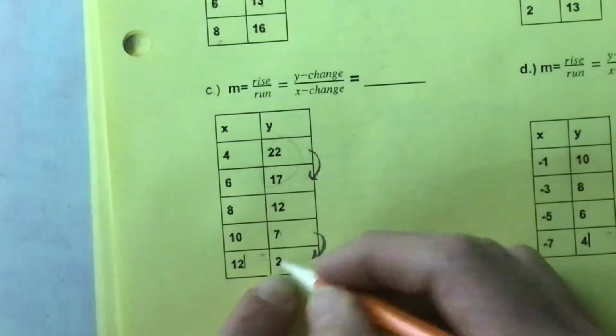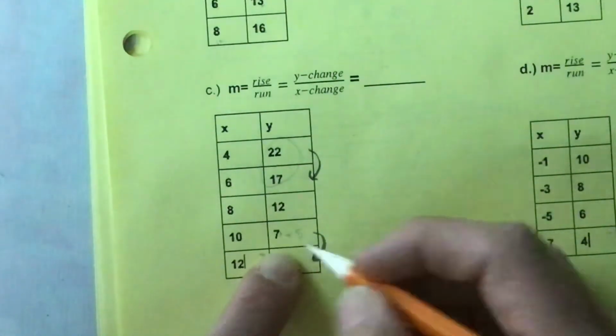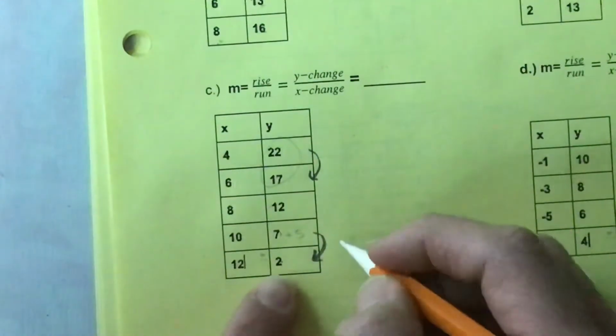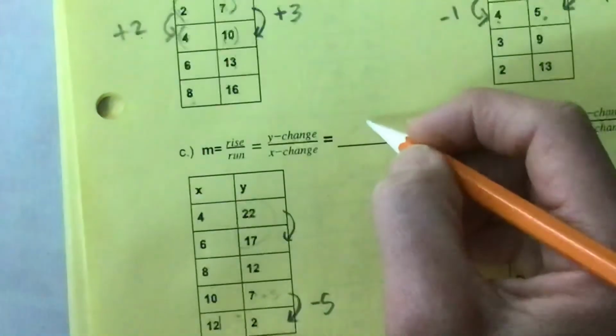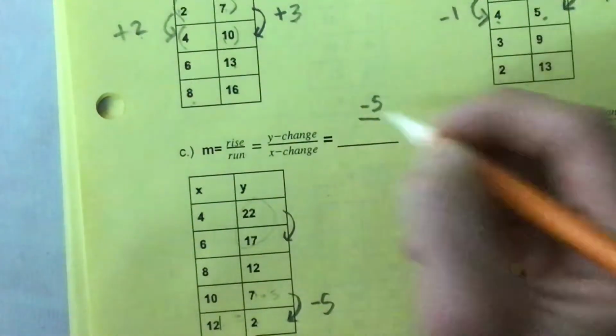So to get from 7 to 2, a lot of times we'll say we added 5. But that means I'm getting bigger, and I'm actually getting smaller. So be careful with that. We're subtracting 5. So my change in y is -5.